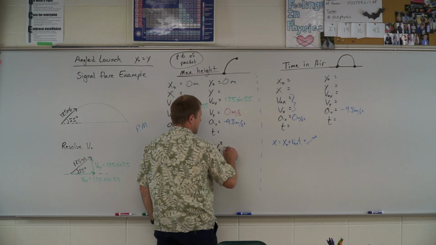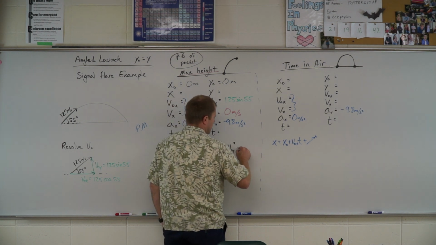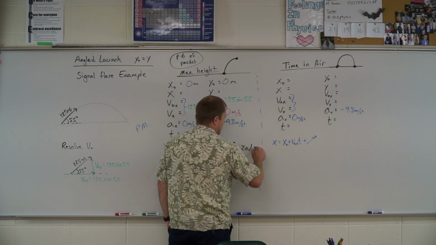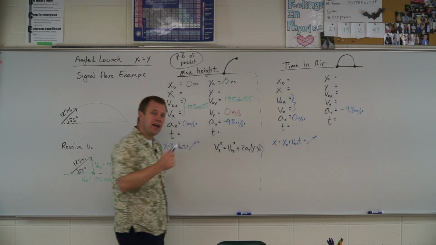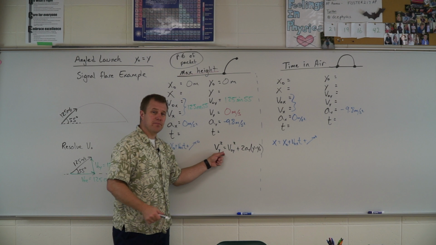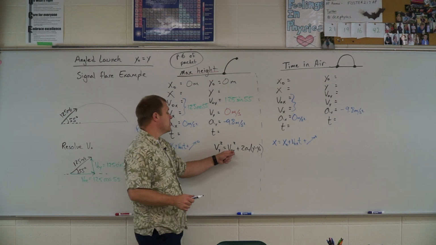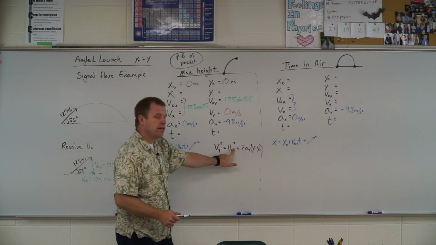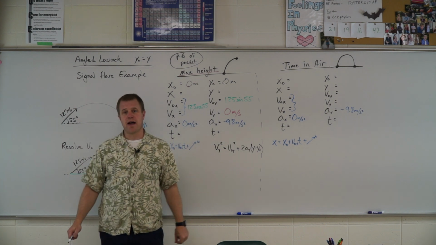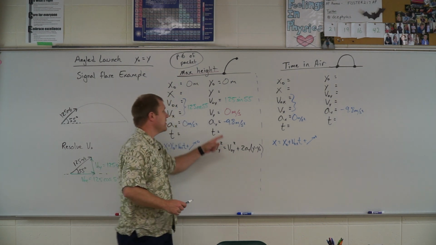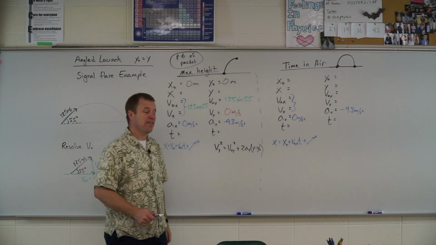vy squared equals v naught y squared plus 2 a y times y minus y naught. Make sure when you write out these equations, you are writing those subscripts. They are important because if I accidentally just write v naught, I might go, oh yeah, v naught is 125. But no, this is v naught y. That's got to be 125 sine of 55 I have to put in there.